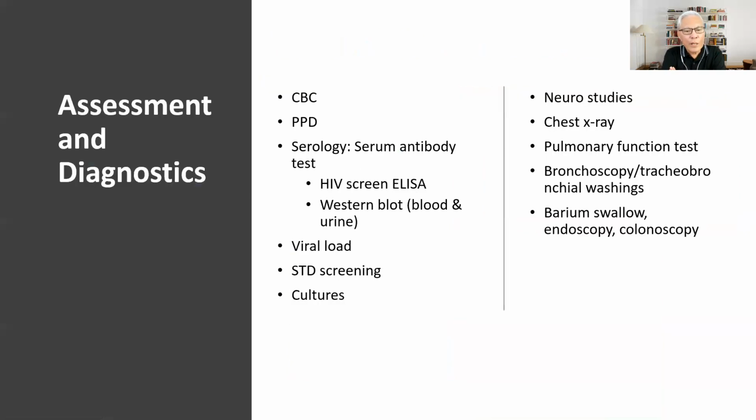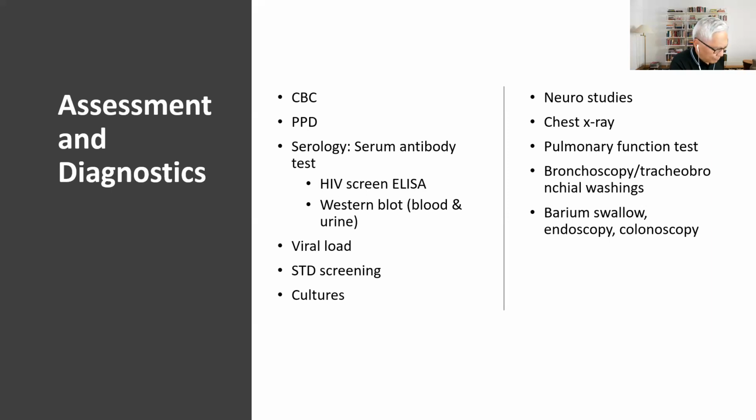Okay, so what are some of the diagnostic things that we're going to do? Well, CBC is important. Why CBC? Because it shows us whether or not our WBCs are going to be decreased. And we also would like to have a PPD. And why a PPD? Because tuberculosis is a very common opportunistic infection. And serology, we would like to have an HIV screen like ELISA or Western blot.